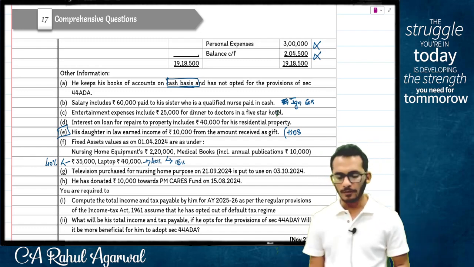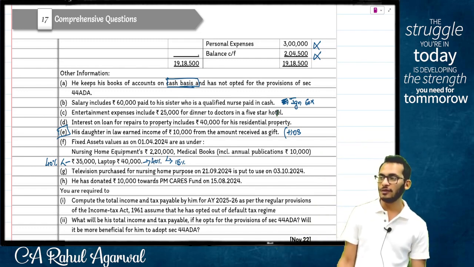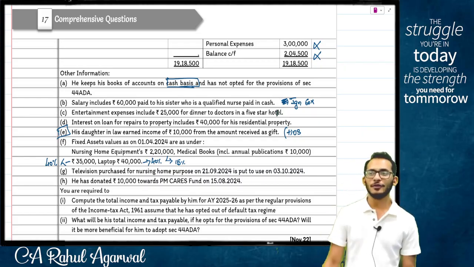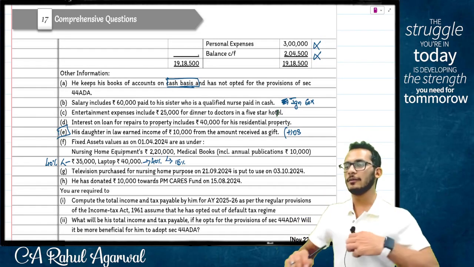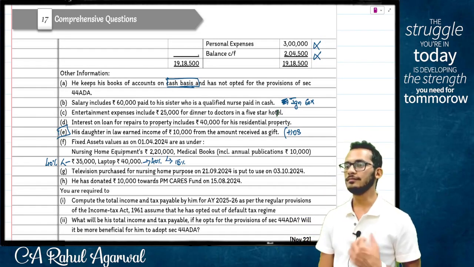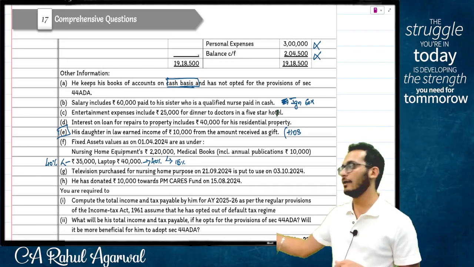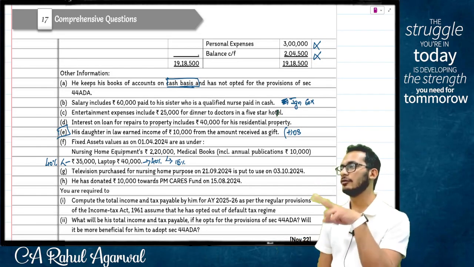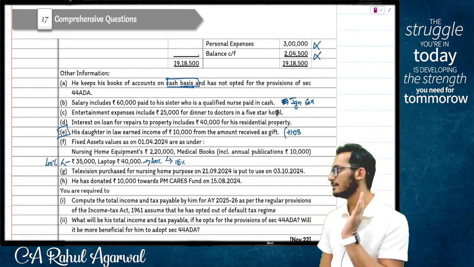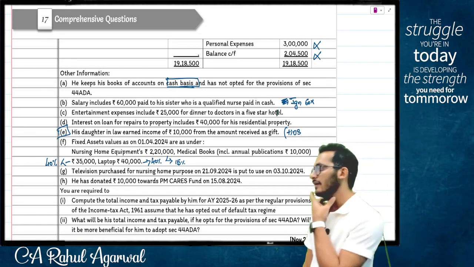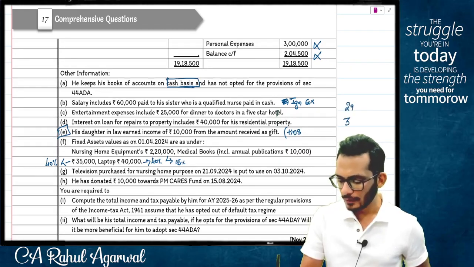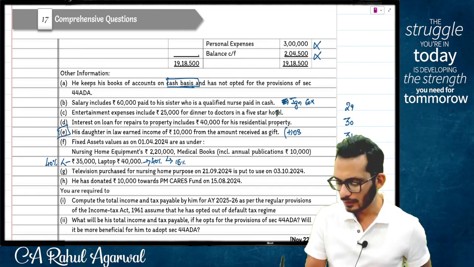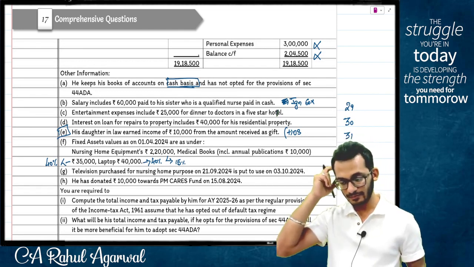Television purchase for nursing home purposes on 21st September was put to use on 3rd October. People, before you jump and say after Gandhi Jayanti, let's check. In October, how many days do we have? We have not used it for 1st and 2nd. So we used it from October for 29 days. 29 days for October, check balance. November is 30 days. 29, 30, 31, 31, 28, 31. Total becomes 180 exactly.